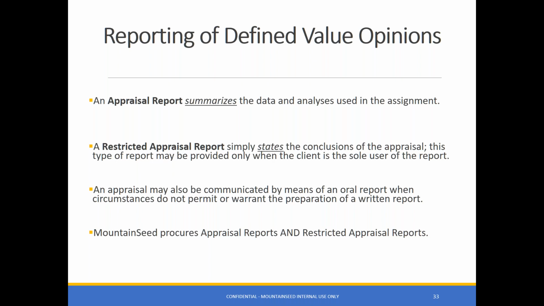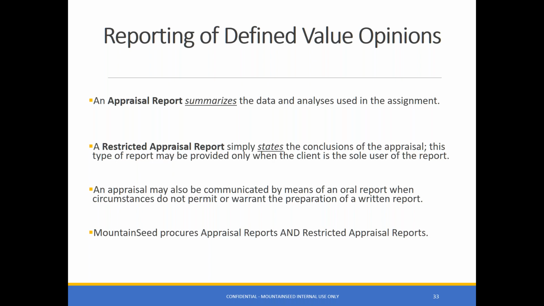But currently, an appraisal report summarizes data and analysis used in the assignment. A restricted appraisal report typically just states conclusions of the appraisal. So this isn't 100% true. I know if there's anybody out there who's technically inclined in USPAP, there's some places where you only have to state things in an appraisal report and you have to summarize things in restricted. But in general, that's the difference between these two reporting formats. An appraisal report is a little more detailed. It has summaries. A restricted report is a little less detailed, and it states the conclusions of appraisals.